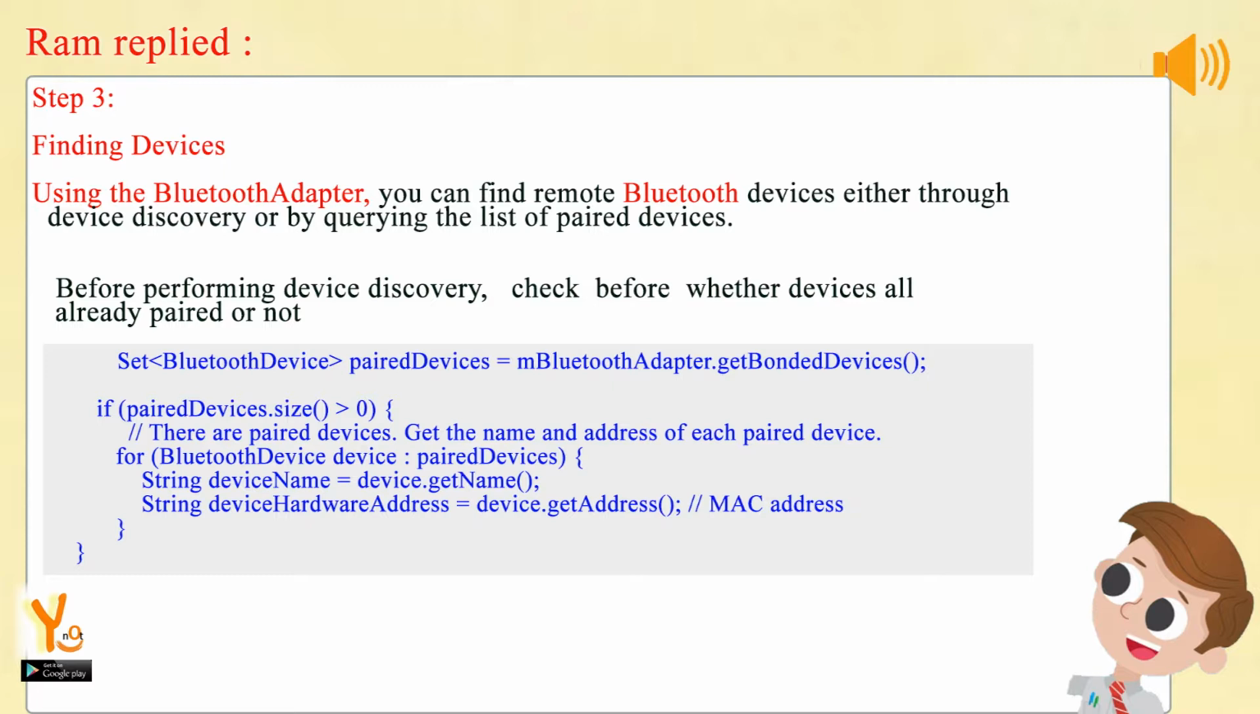Step 3: Finding devices. Using the Bluetooth adapter, you can find remote Bluetooth devices either through device discovery or by querying the list of paired devices. Before performing device discovery, check first whether devices are already paired or not. Example is given below.